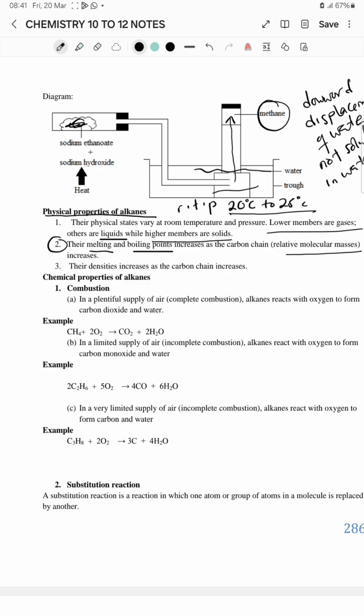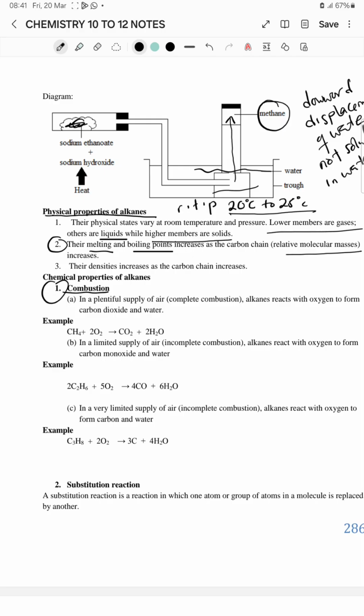When you talk about chemical properties, you are talking about the reactions that occur as alkanes react with other substances. Number one is the combustion reaction. Combustion is a reaction of a substance with oxygen. This combustion reaction is of three types, so we're going to have A, B, and C.